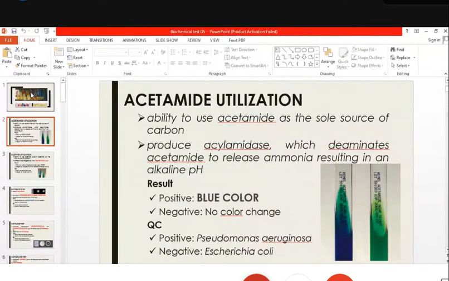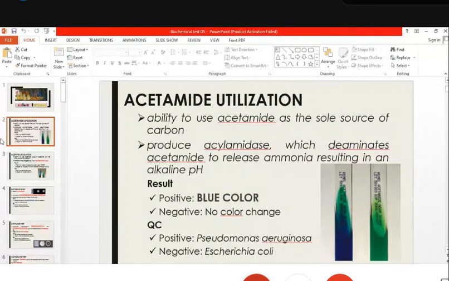Of note or of emphasis here is the growth of the microorganism. So, pag nag-check tayo ng acetamide utilization or yung mga the use of carbon, acetamide as a sole source of carbon or whatever, importante na nag-grow si microorganism. Bakit kailangan may growth? Di ba pwedeng nag-change lang yung ating color, okay na yan, positive na yan, nag-change nga yung color eh. So, alam natin na naging alkaline yung ating acetamide agar slant.